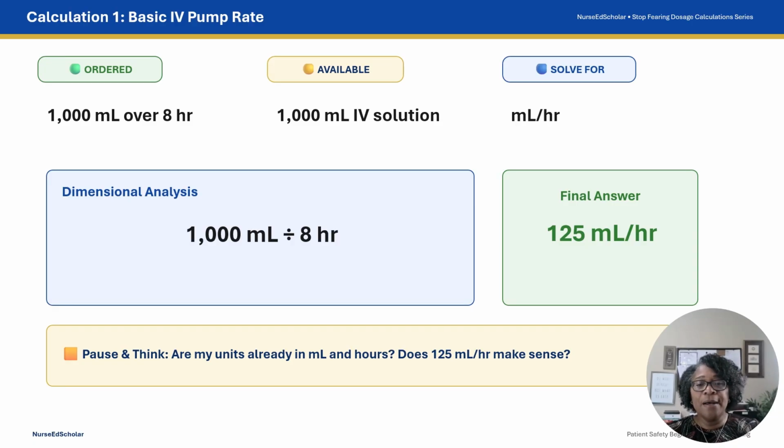Then you look at what's available. You have 1,000 milliliters of IV solution available, and we are solving for milliliters an hour because we are using an IV pump. Now, yes, I have the dimensional analysis there and your answer, but it would be good right now for you to jot it down. With the next slide, we're going to talk about step by step. How would you really answer this question?